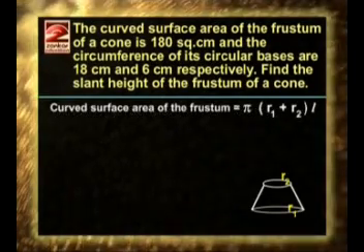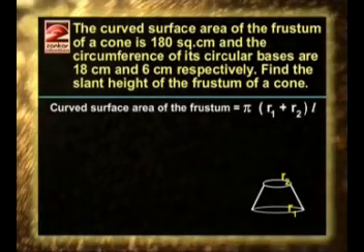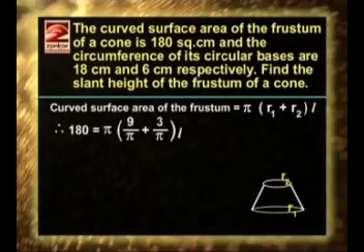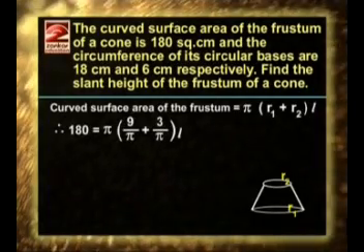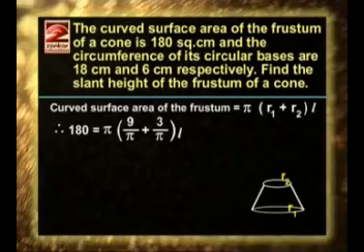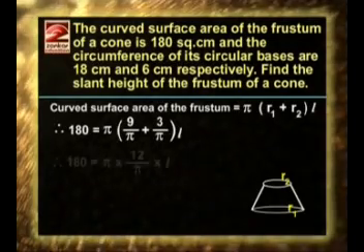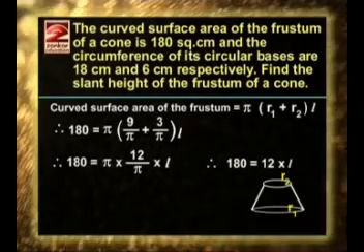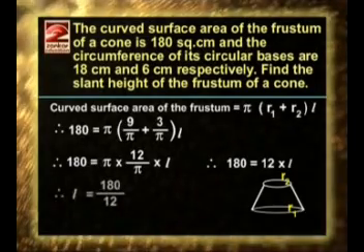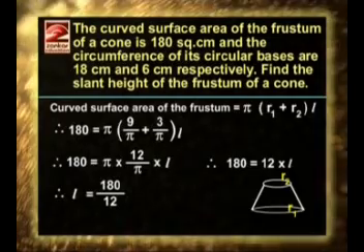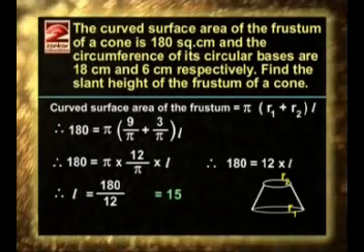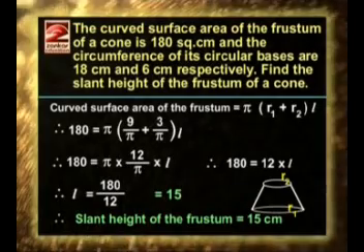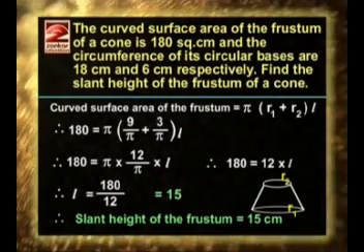Now, the curved surface area of the frustum is equal to pi into bracket r1 plus r2 into L. Therefore, 180 is equal to pi into bracket 9 upon pi plus 3 upon pi into L. Therefore, 180 is equal to pi into 12 upon pi into L. Therefore, 180 is equal to 12 into L. Therefore, L is equal to 180 upon 12, that is equal to 15. Therefore, the slant height of the frustum is equal to 15 centimeter.